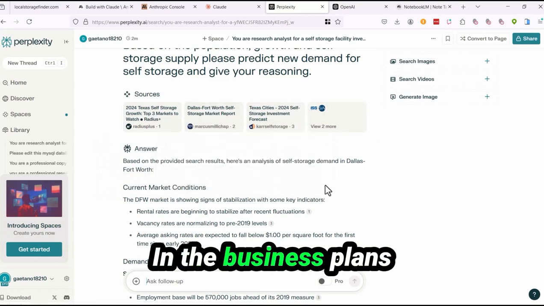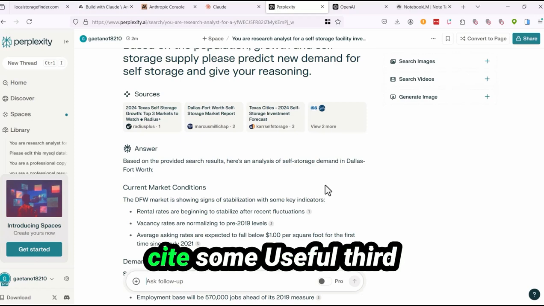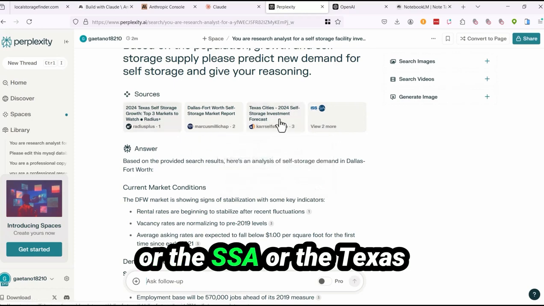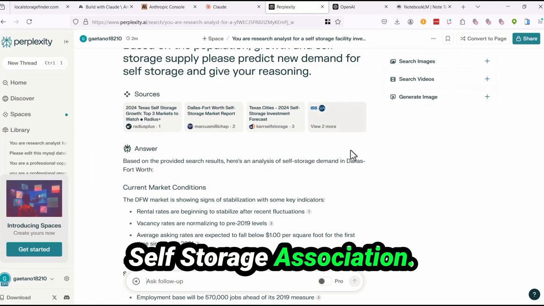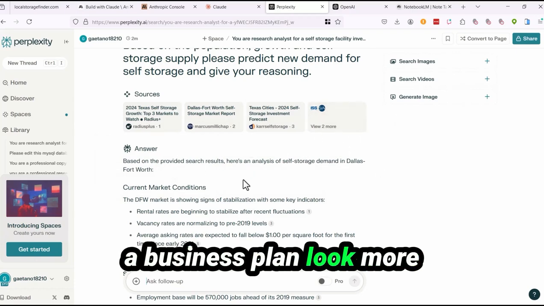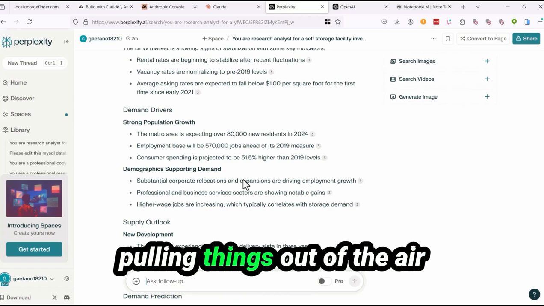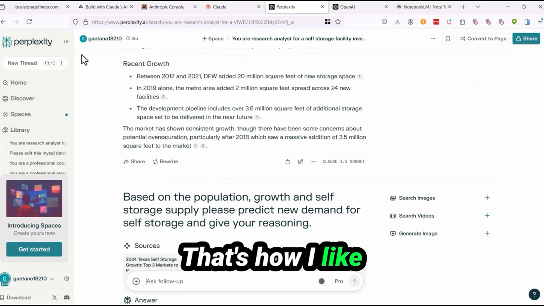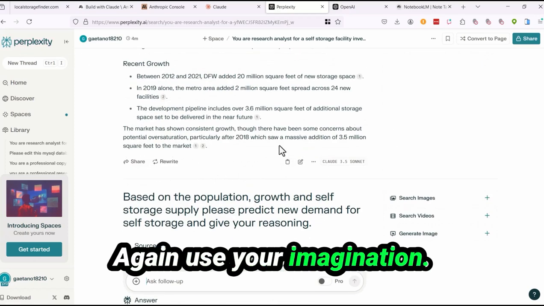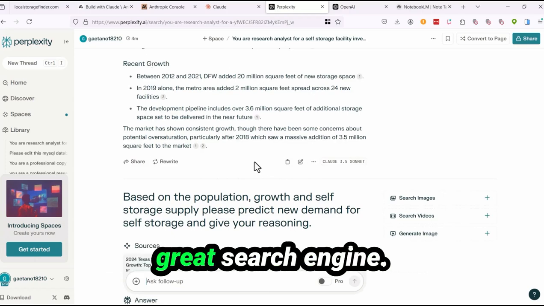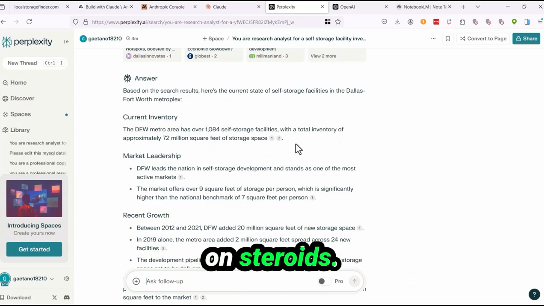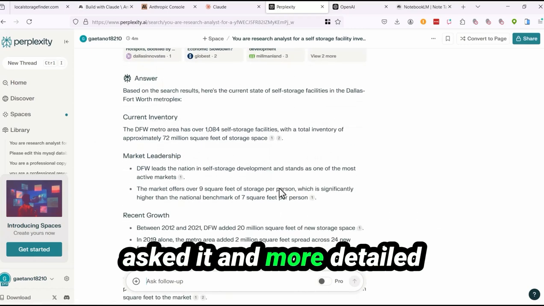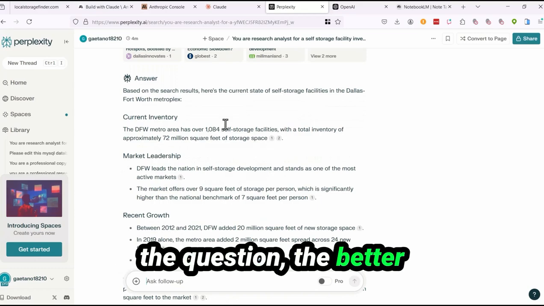You can cite these in the business plans that we've written. If I can cite some useful third-party sources like ISSA or the SSA or the Texas Self-Storage Association, these things always make a business plan look more legit, because you're not just pulling things out of the air because you drove around and didn't see a bunch of self-storage facilities. That's how I like to use Perplexity. Again, use your imagination. Perplexity is really a great search engine. It's a search engine on steroids. It'll basically tell you where it got the information based on the question that you asked it, and the more detailed the question, the better answers you're going to get.